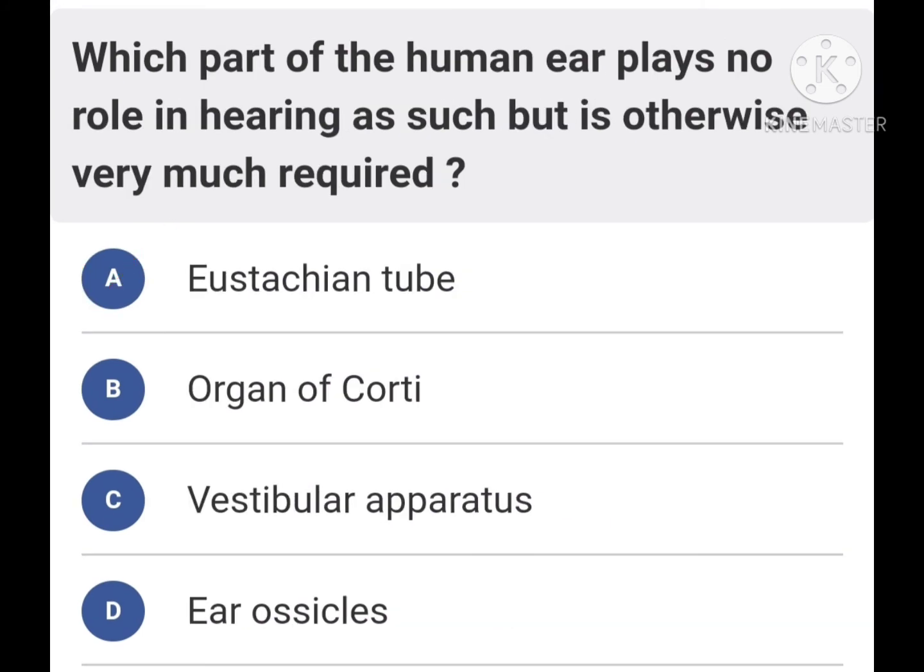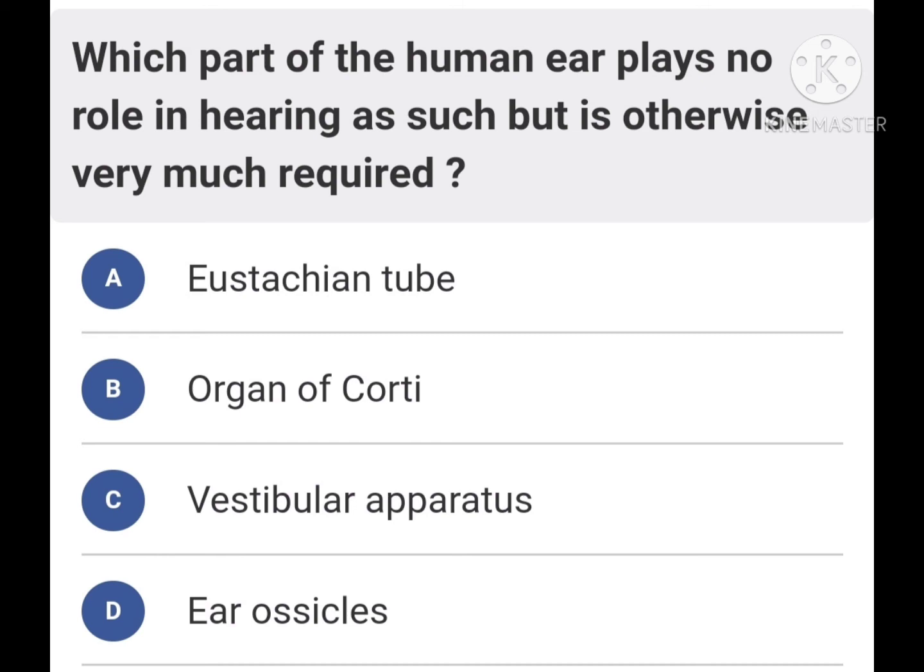Next question. Which part of human ear plays no role in hearing as such, but it is otherwise very much required? Option A, Eustachian tube. Option B, organ of Corti. Option C, vestibular apparatus. Option D, ear ossicles.